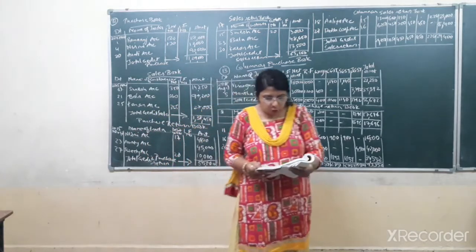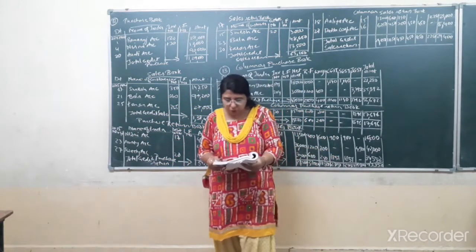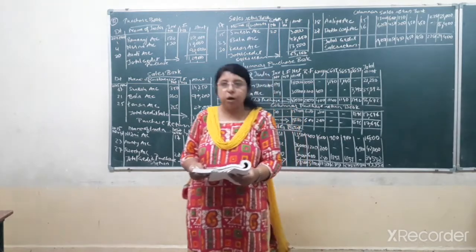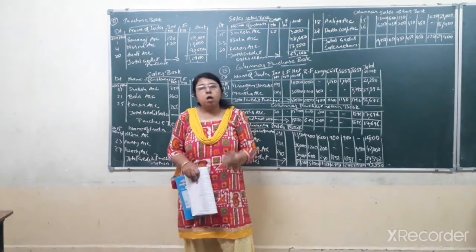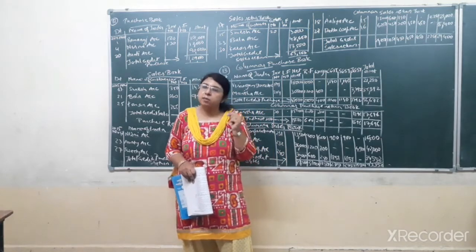Sold goods of 15,000 to Suresh at 5% trade discount and 3% cash discount under bill number 350. Now over here we have sold the goods to the customer. So it will come in which book? That is sales book. Okay.